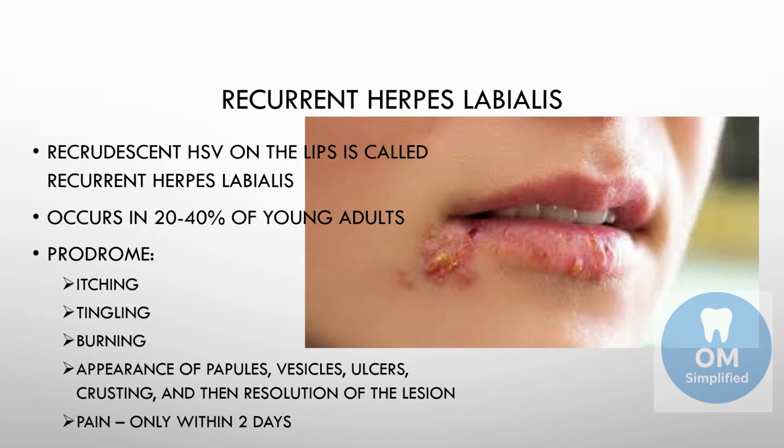When herpes recurs on the lips, we call it recurrent herpes labialis. It affects about 20 to 40% of young adults. Patients may feel itching, tingling, or burning before the vesicles appear. The ulcer then crusts and heals within a week.